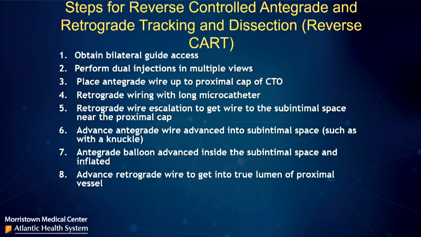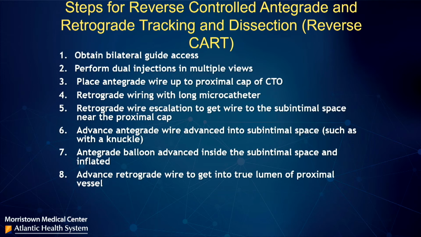So some simple steps: obtain bilateral guide access. This is mandatory. Perform dual injections in multiple views. Place the antegrade wire up to the proximal cap of the CTO. Retrograde wiring with a long microcatheter. Retrograde wire escalation to get the wire to the subintimal space near the proximal cap. The longer the CTO, the more likely you're going to end up using the subintimal space.